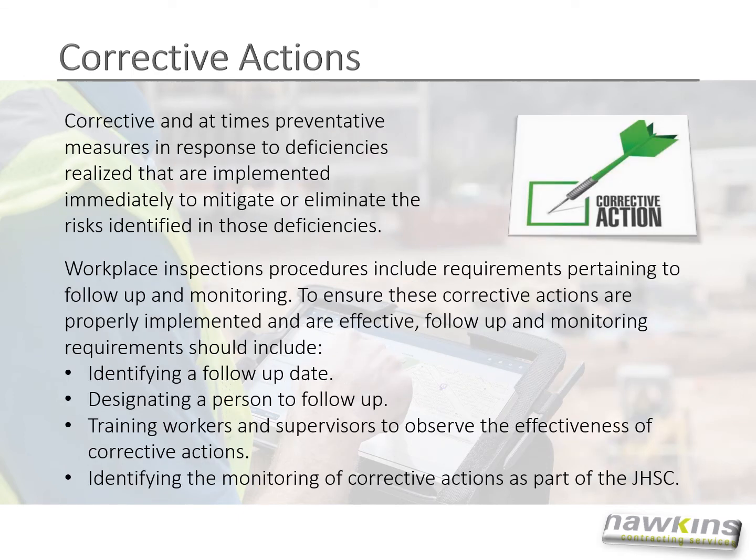Corrective actions include corrective and at times preventative measures in response to deficiencies realized that are implemented immediately to mitigate or eliminate the risks identified in those deficiencies. Workplace inspections procedures include requirements pertaining to follow-up and monitoring. To ensure these corrective actions are properly implemented and are effective, follow-up and monitoring requirements should include identifying a follow-up date, designating a person to follow up, training workers and supervisors to observe the effectiveness of corrective actions, and identifying the monitoring of corrective actions as part of the Joint Health and Safety Committee.